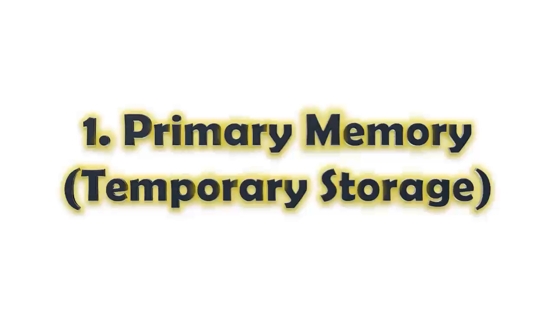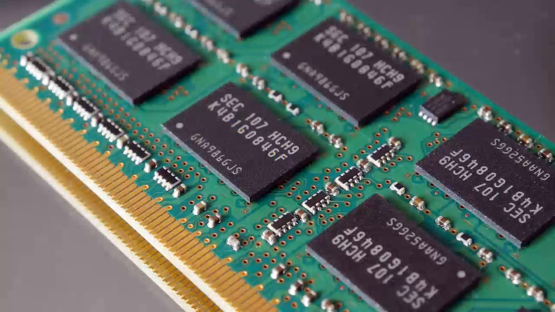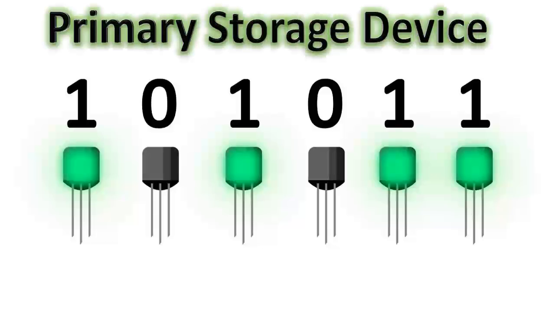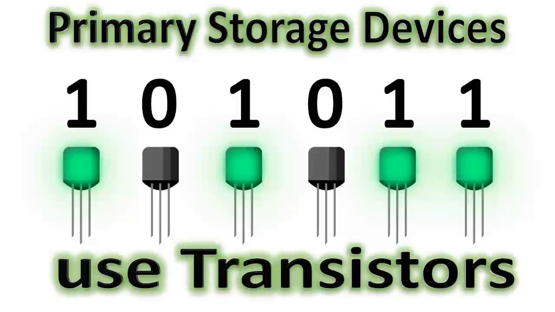Computer memory is of two types. One, primary memory. Primary memory is temporary in nature. RAM chips, for example, are a primary memory storage type. Primary memory stores data in the form of transistor state. Transistor state on represents 1. Transistor state off represents 0. The moment power goes, everything becomes 0. So all the data will be lost.